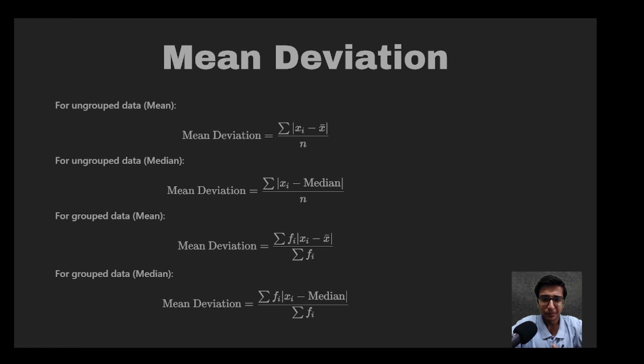Now here are the simple formulas for how you can calculate mean deviation. For ungrouped data, we had just seen with an example how mean deviation can be calculated. For grouped data, sorry, this is about median. These two are for ungrouped data. One is for mean and median. Again, the formula remains the same, just mean is replaced by median, and the same thing would happen for grouped data as well. Mean is replaced by median, and there is an fi factor which is included in both formulas, in the numerator as well as the denominator.